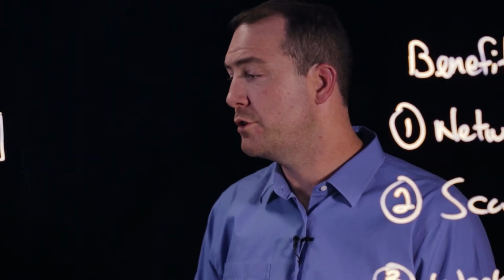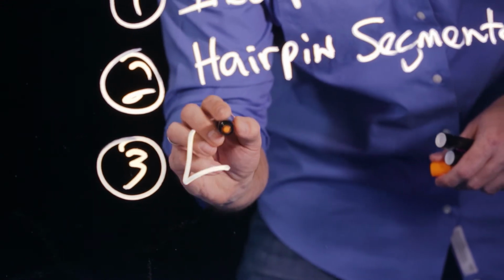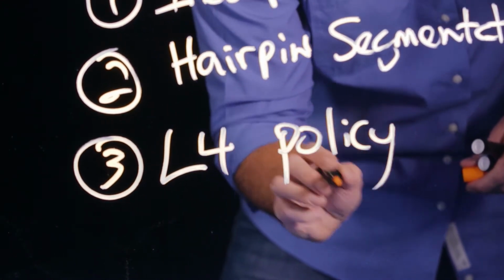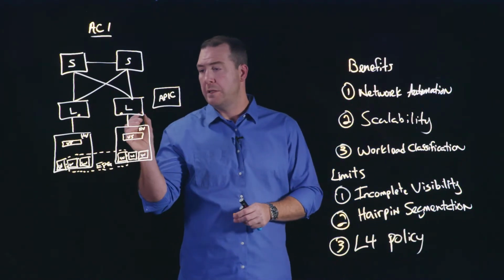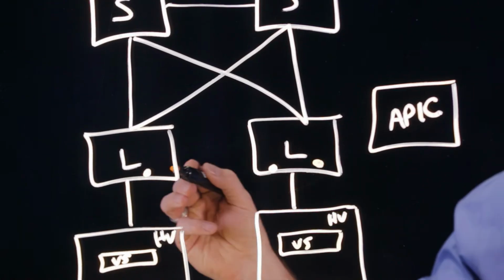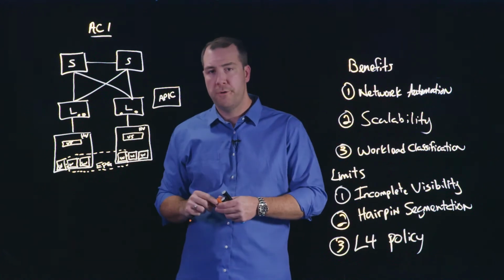So the third point that we want to talk about is really around limits within policy enforcement. Now within ACI, I'm really limited to layer 4 policy enforcement, which means that on my leaf switches, I can enforce based on layer 4 port.